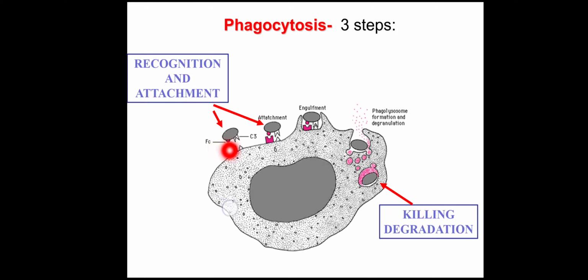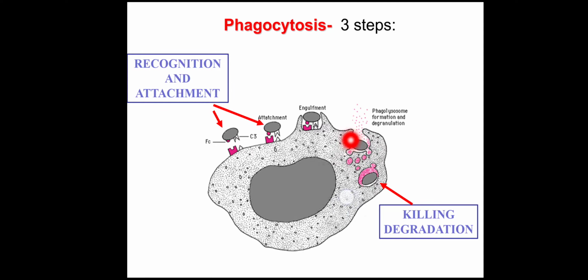This is a bacteria. It is coated by the Fc part of the antibody, and there is C3, the complement protein. There are receptors for these chemoattractants or opsonins present on the WBC, so it will bind and attach to it. After that, because of the activation of actin proteins which will polymerize, it will again form certain pseudopods and engulf this bacteria into its body.